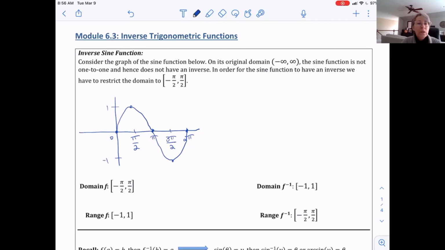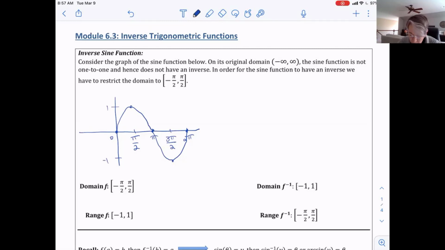Now, when we start talking about inverses, recall that the function has to be 1-to-1. In other words, not only does it have to pass the vertical line test, which this does, but it also has to pass a horizontal line test, which this does not. It repeats a lot of the y values. So in order for us to use inverse functions for trig, we have to restrict the domain.